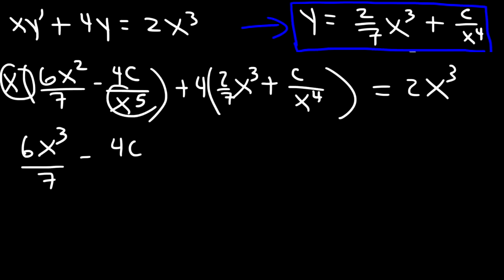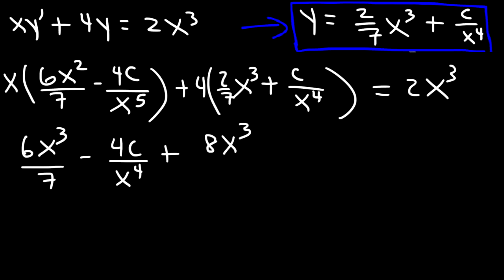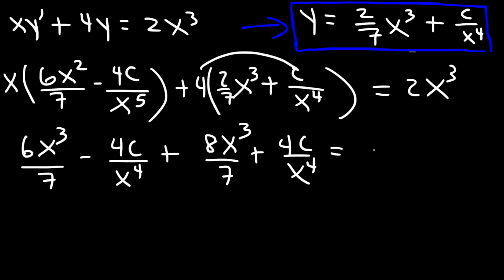Now x divided by x to the 5th, that's 1 minus 5, which is negative 4. So there's going to be 4 x variables on the bottom. And then 4 times 2 over 7, that's going to be 8 over 7. So 8x cubed over 7. And then plus 4c divided by x to the 4th. So notice that these two terms will cancel. Negative 4 plus 4 adds up to 0.